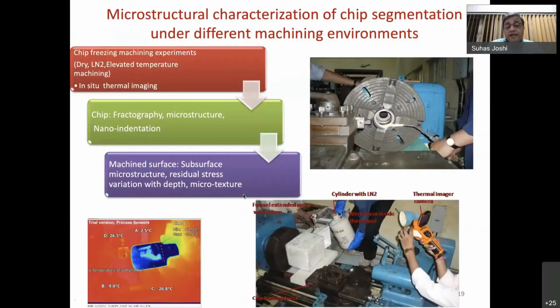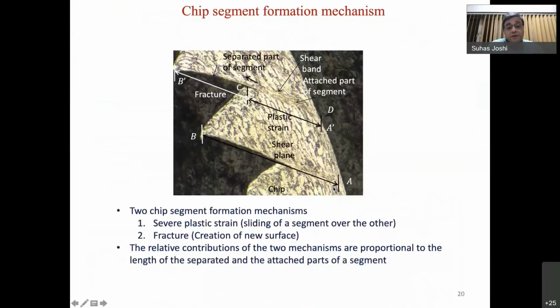These are some slides talking about machining at high temperatures and low temperatures, but I will show you here the chips which are formed. Any segment will have something like this: if AB is the total length of the shear plane, then A to C is plastic strain, and between B and C is a kind of fracture. So this is the situation.